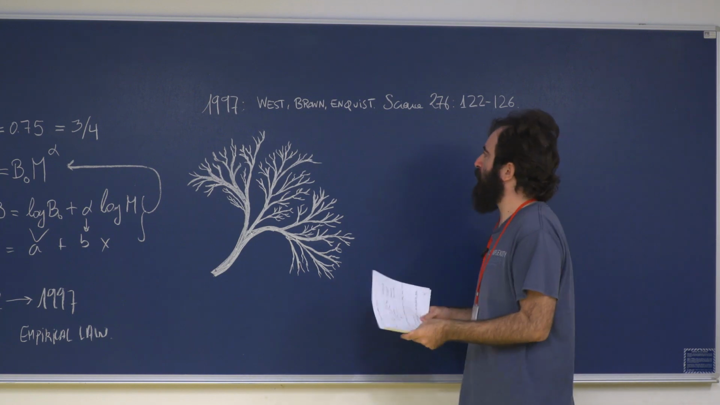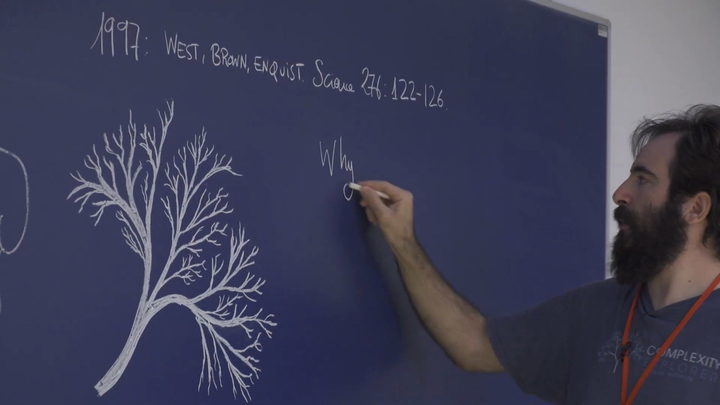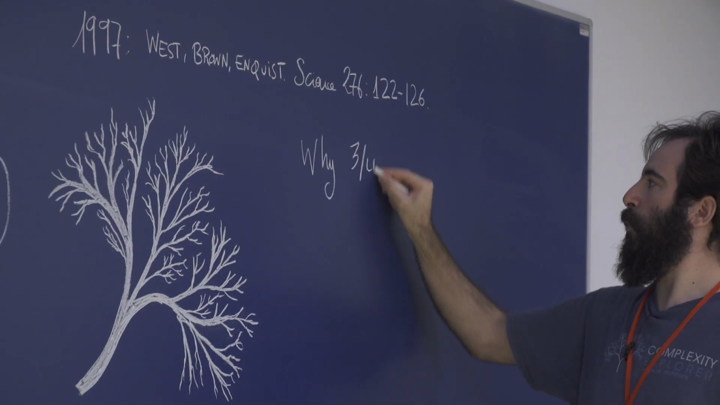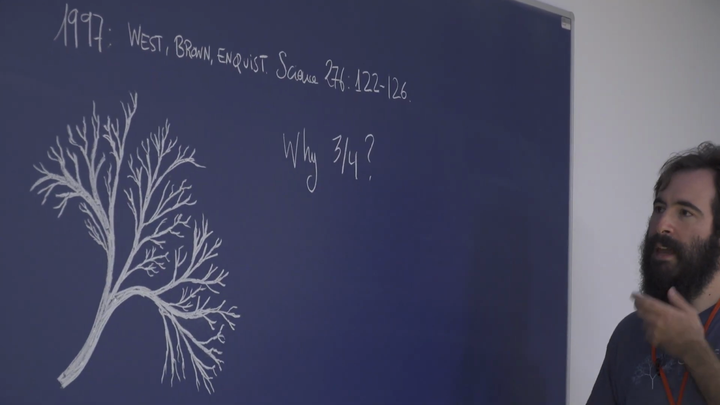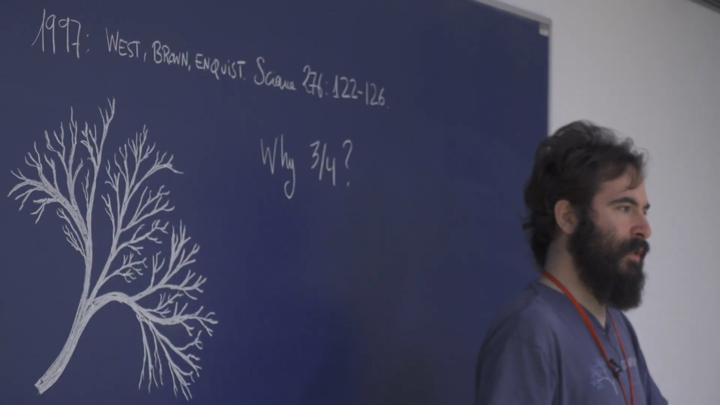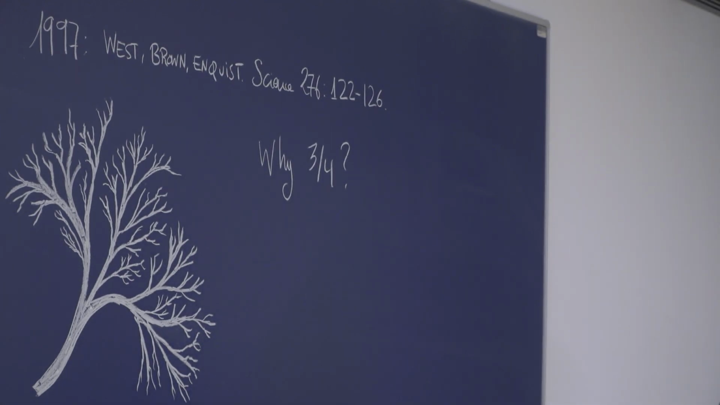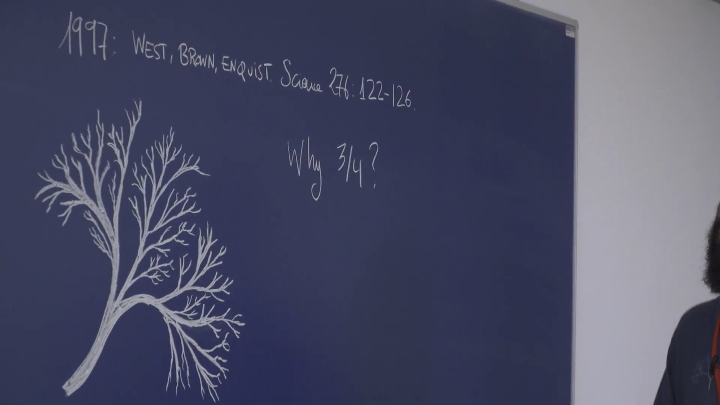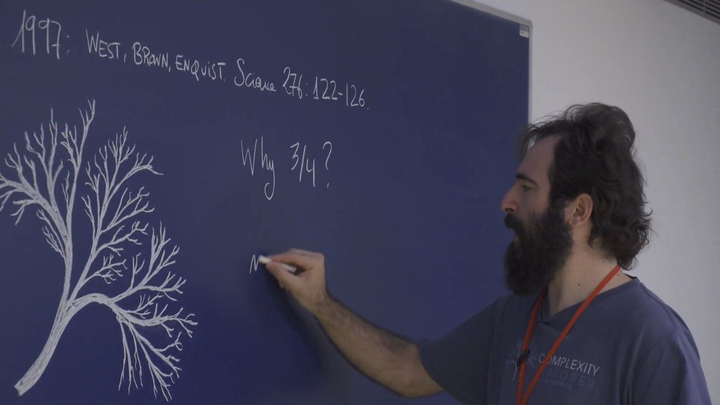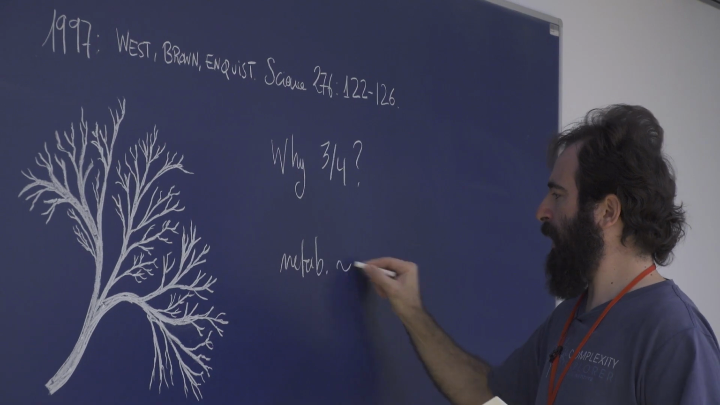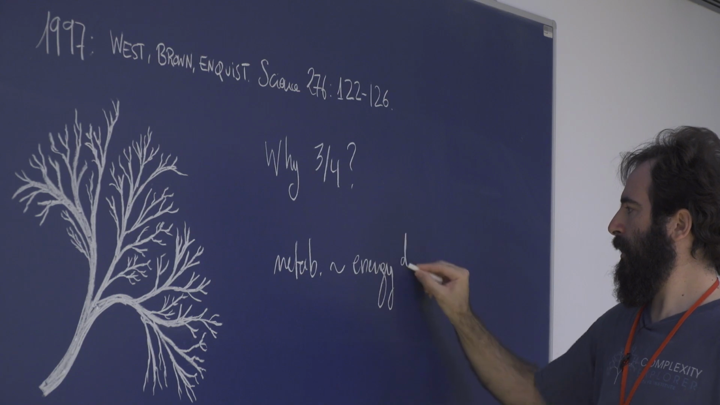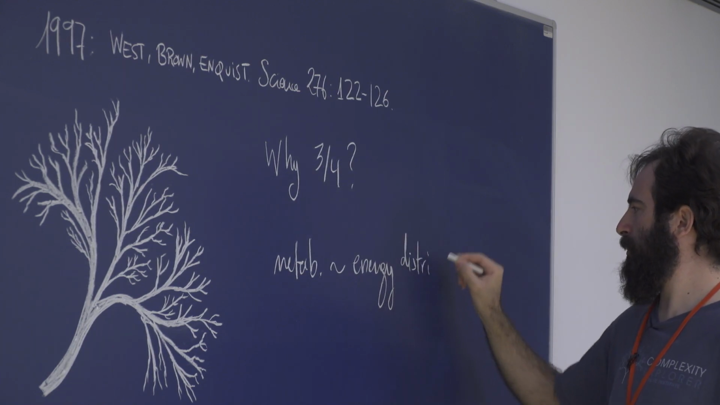Why 3/4? That's what the three main characters of this story started asking. Why 3/4? And they start thinking, okay, so metabolism. Metabolism is the energy input that you need to input into the system, into this organism in order for it to survive, right? But what is metabolism related to physiologically? Well, definitely metabolism must be related somehow to energy distribution, right? And distribution here being the key word.